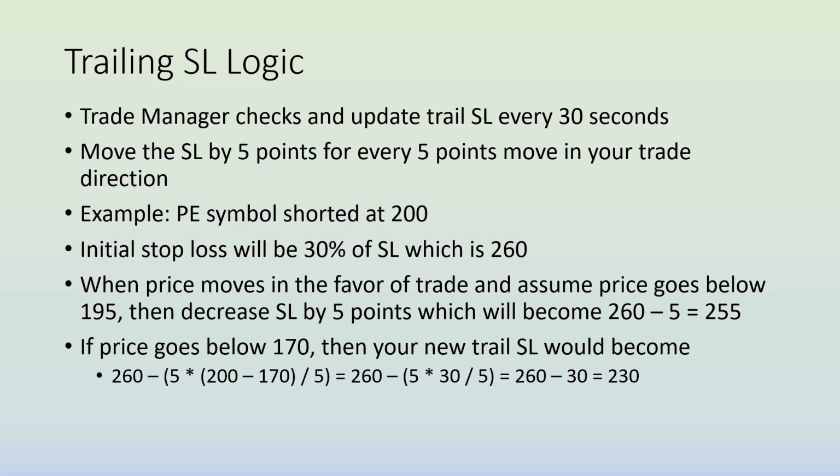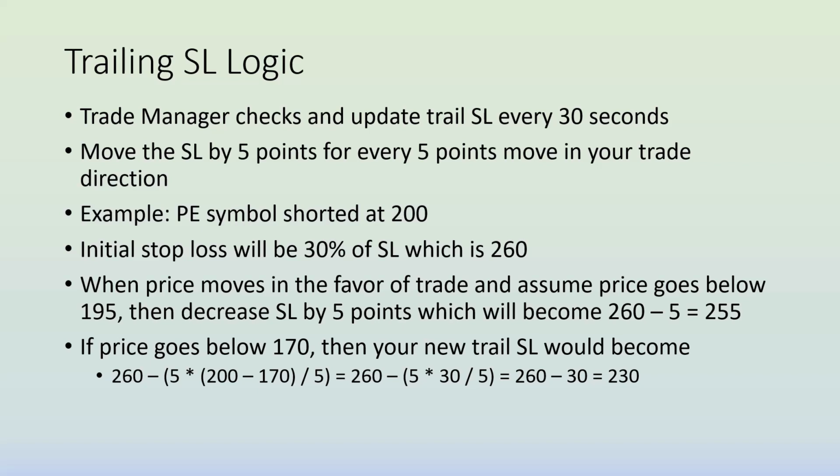Example, PE symbol, let's say you shorted at 200 rupees. The initial stop loss is 30% SL, which is 260. If the price moves at least 5 points, that is from 200 to 195, correct? Then I am going to move the trail SL by 5 points. Let's say 260 minus 5, that will be 255, right? Again, if the price moves in your direction to 194, 193, we are not going to update anything. 192, no update. 190, yes.